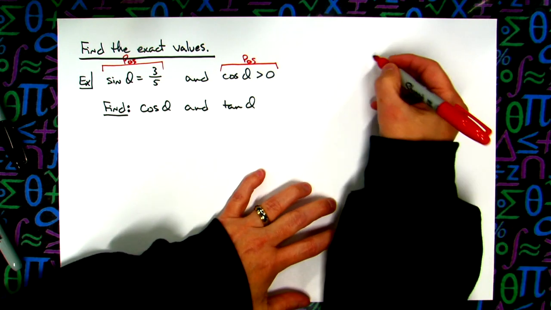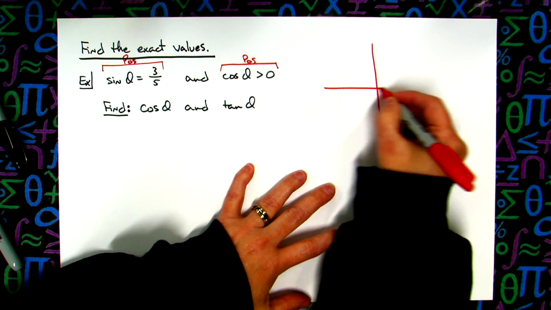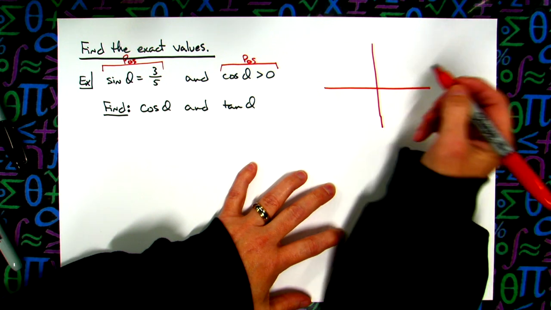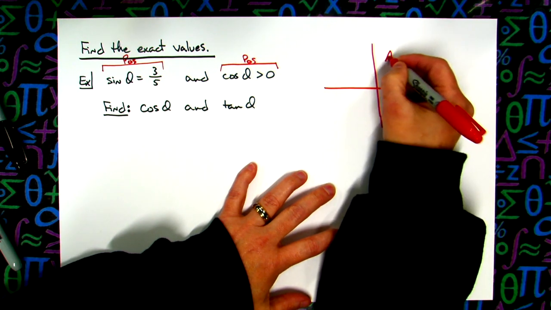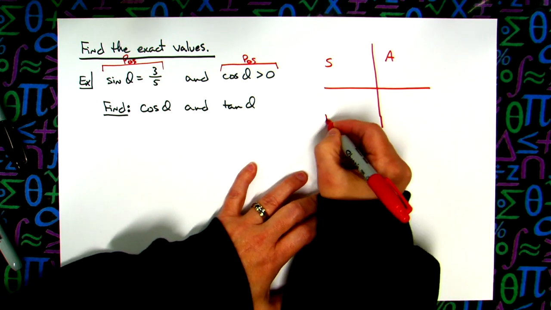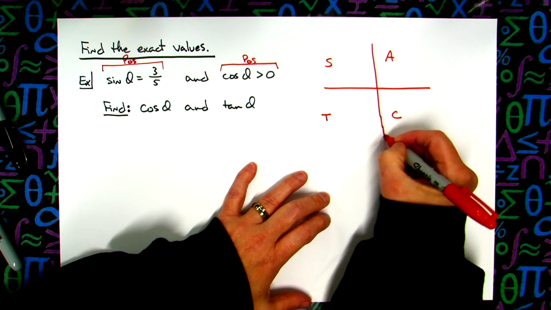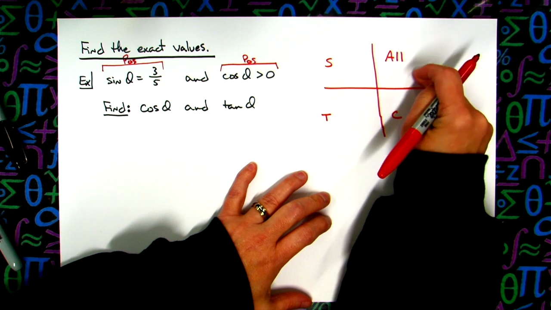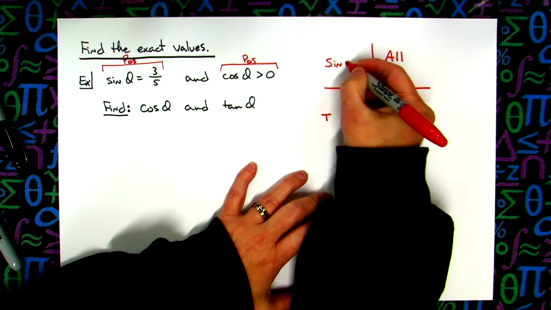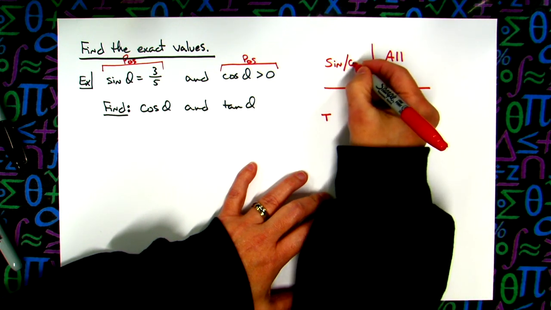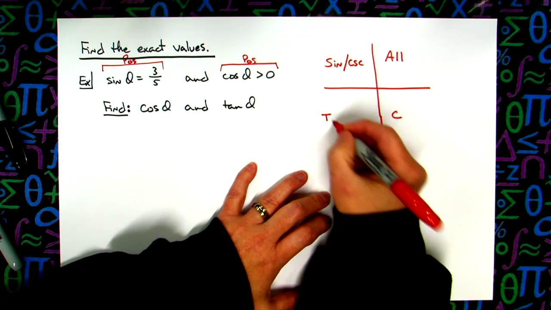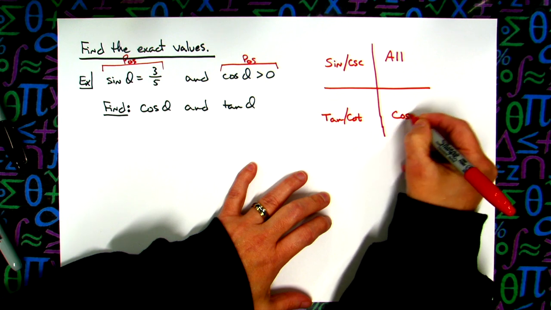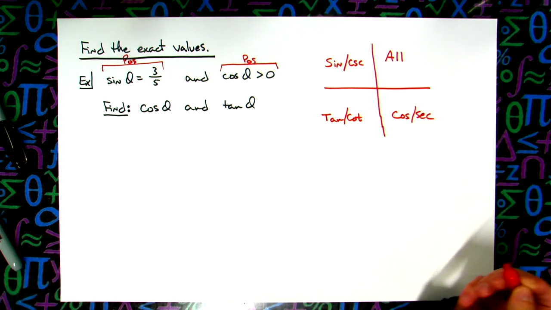So I'm going to remember my mnemonic that tells me where my trig functions are positive in each of the quadrants. It goes All Students Take Calculus. That's one way to memorize it. This stands for all trig functions being positive here. This stands for sine and cosecant being positive in this quadrant. Tangent and cotangent being positive here. Cosine and secant being positive here.